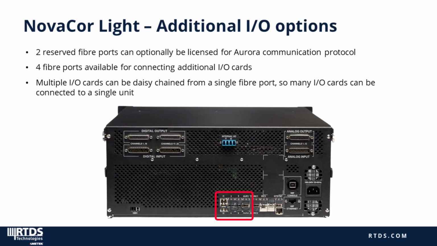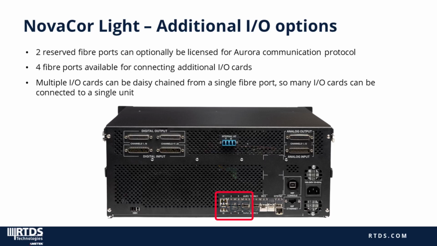The fiber ports at the bottom of the chassis rear have very similar functionalities to our existing NovaCor series, just with slightly smaller numbers. So 4 of those fiber ports are available for connecting additional I/O cards. So you're definitely not limited to the built-in I/O. You can daisy chain our analog and digital input and output cards from a single fiber port. So in theory, you could have many I/O cards connected to one NovaCor Light chassis.